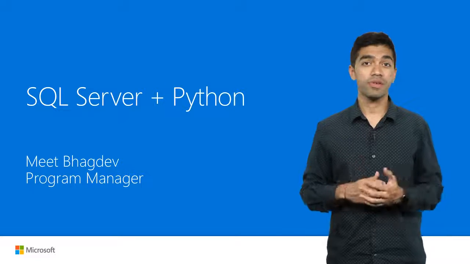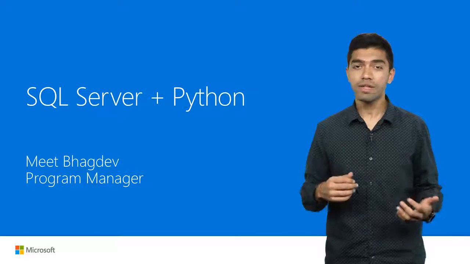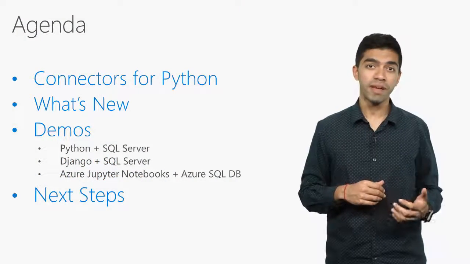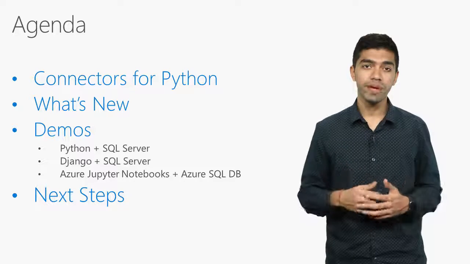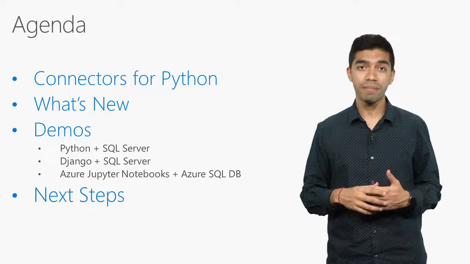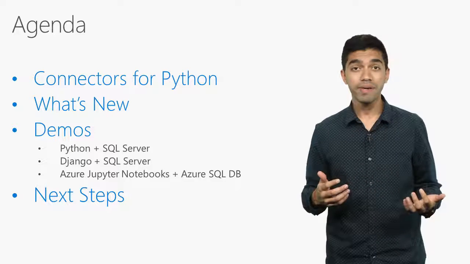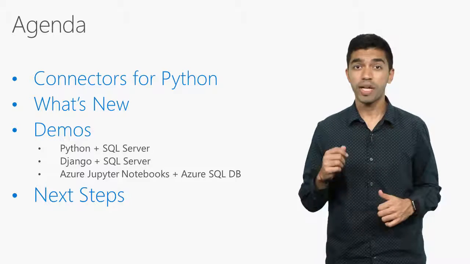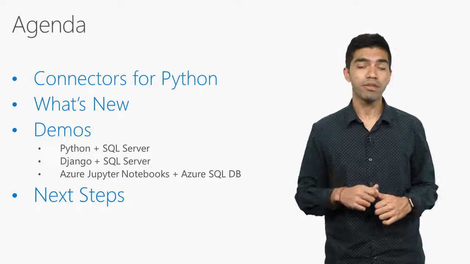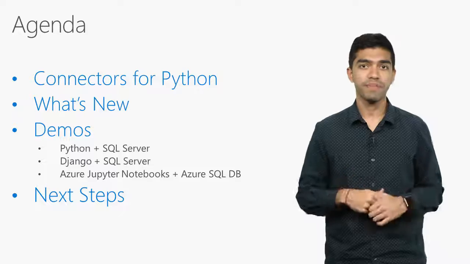In this video, I'm going to cover what you can do with SQL Server and Python. First, we'll go over the connectors available for Python and then talk about what's new. We will then jump into demos that go through how to install the connector using pip on Ubuntu, run a few queries from a Python script, get a Django app working, and last but not the least, get a sneak peek into Jupyter Notebooks and SQL Server.